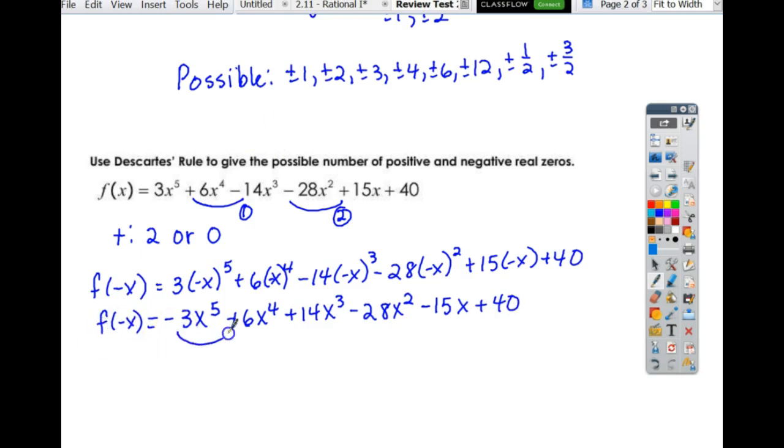So negative to positive is 1. Stays positive, goes negative, that's 2. Stays negative, now positive is 3. So my negatives would be 3, and if I subtract 2, I get 1. So it's 3 or 1.